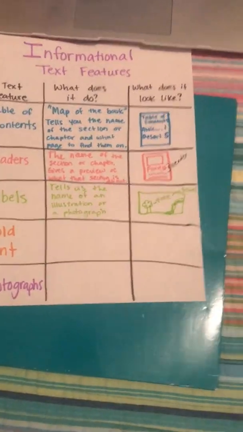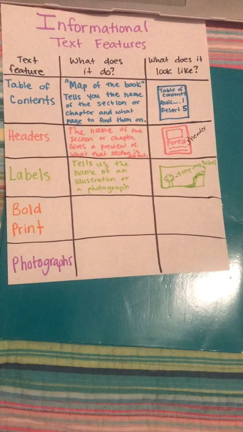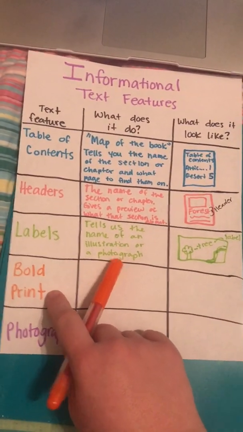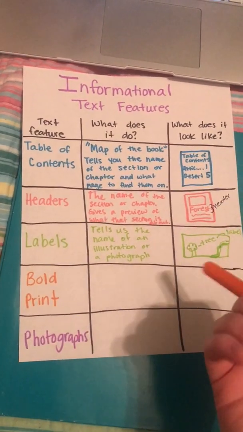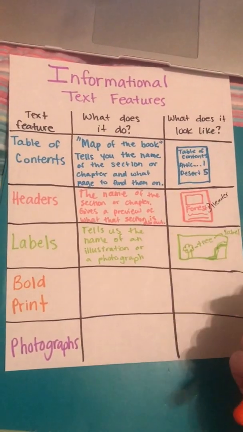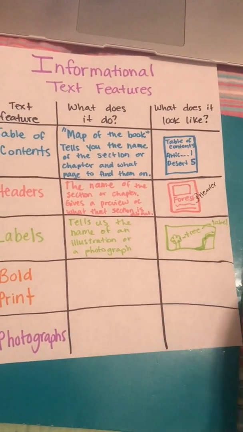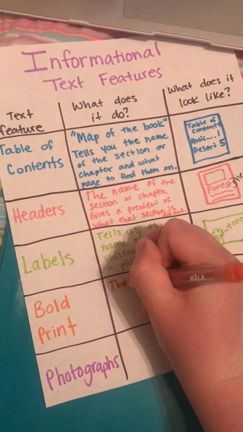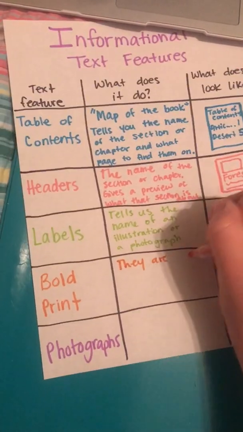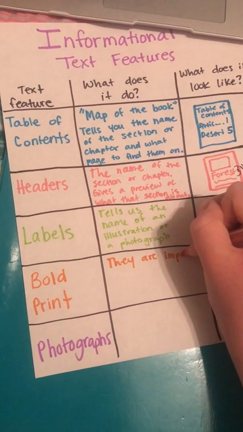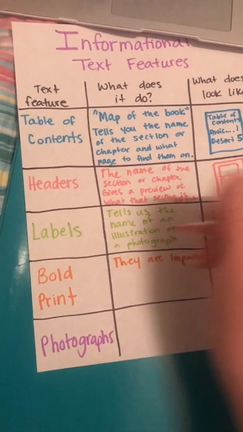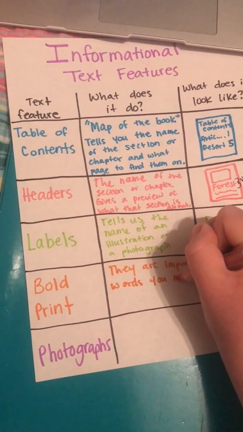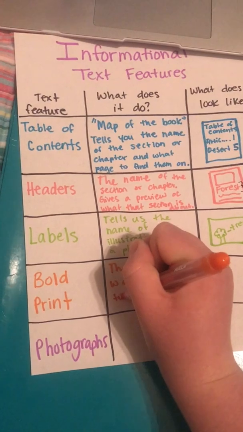Now we're talking about this thing. It's called bold print. That's our next text feature. And bold print are words that stick out to you whenever you're reading. And the author does this because they are important words you need to know.